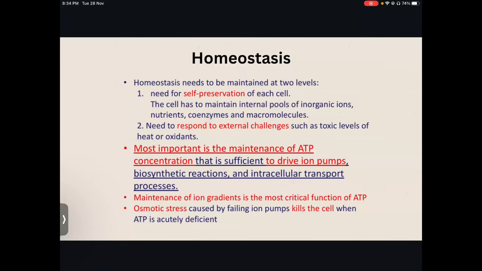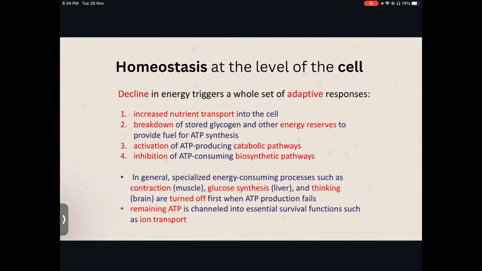Now, homeostasis happens at two levels: at the level of the cell, so more of a micro level, and the level of the organism, or you, your whole body. So at the level of the cell, you have certain adaptive responses where the cell adapts when there's a decrease in ATP for whatever reason. These adaptive responses range from increased nutrient transport.